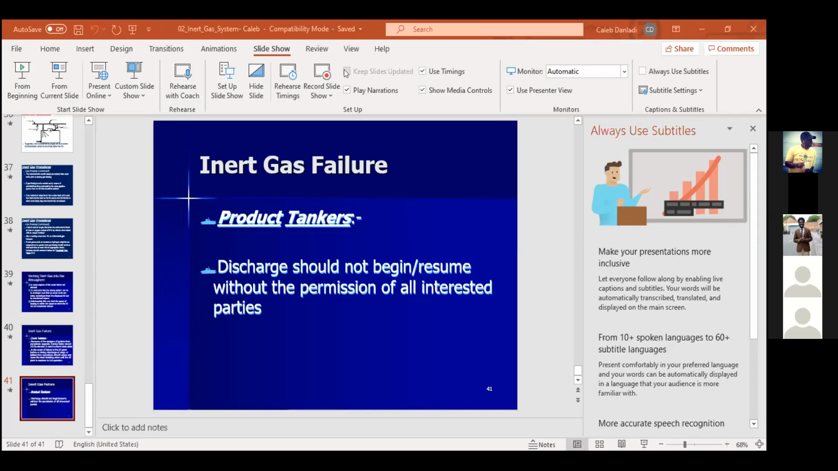Okay, there are certain terminals that don't allow you to vent. So what you do is, you tend to do a vapor return. Sorry, I'm an LNG man, so I tend to call it an IG return to shore.